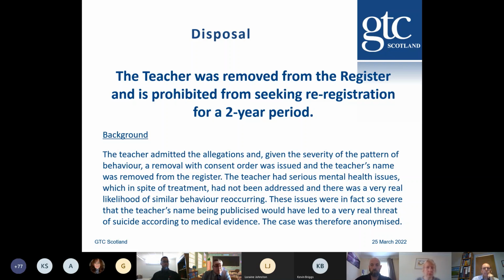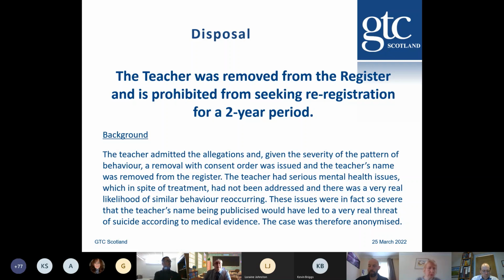These issues that the teacher was experiencing were in fact so severe that the teacher's name being publicised would have led to a very real threat of suicide according to medical evidence. So we looked at that evidence as part of any consideration, and the case was therefore anonymised. Cases being anonymised are not the norm, because we have to have due regard to the public interest, and the public interest demands transparency.